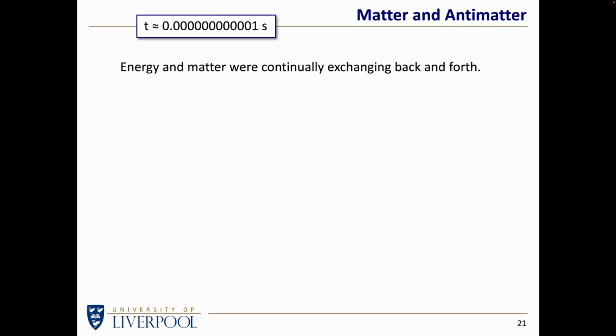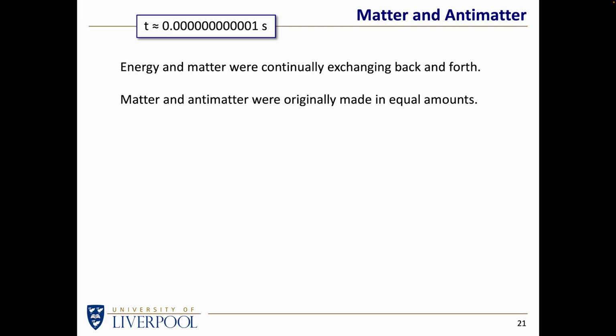We borrow energy and we make matter. Energy and matter are continually exchanging back and forth. That's the nature of what Einstein summarized in E equals mc squared. Matter and antimatter are originally made in equal amounts. For every particle of matter, for every proton, for every electron, there is an equal and opposite particle, which is called antimatter. For instance, if an electron has a particular mass and a particular charge, an antimatter equivalent, an anti-electron, which is called a positron, has the same mass but the opposite electrical charge.